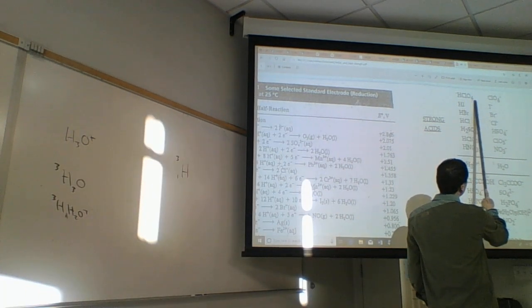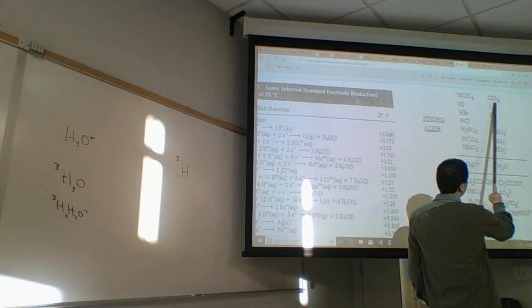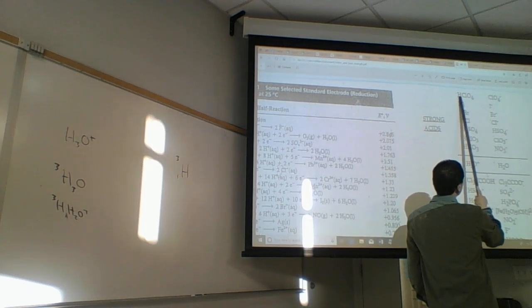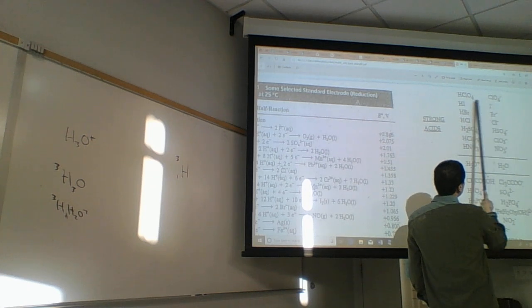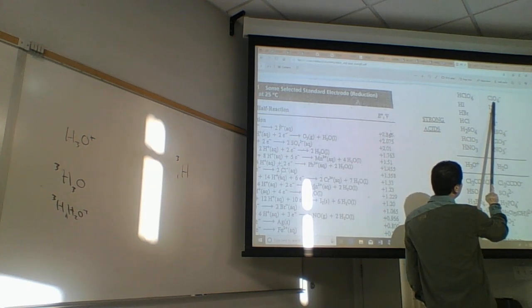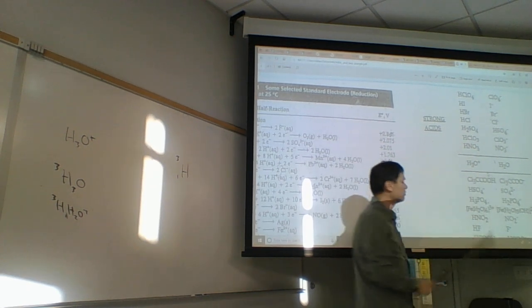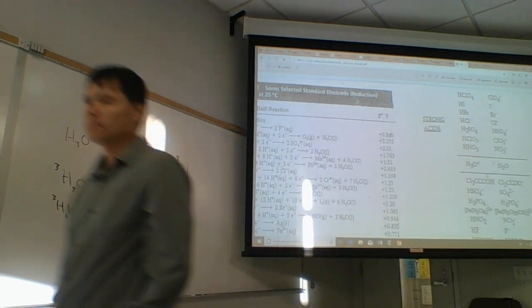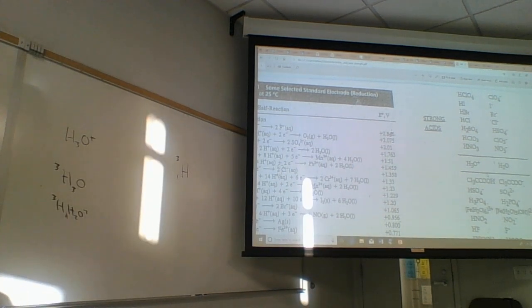So perchloric acid is the strongest, and its conjugate base is perchlorate when this loses an H+. So if this is very strong, this is very weak. So we'll have this inverted relationship here. So what we're going to do is look at other pairs.